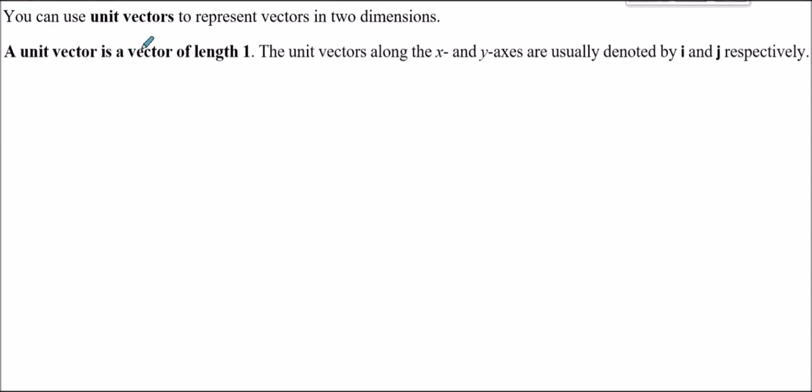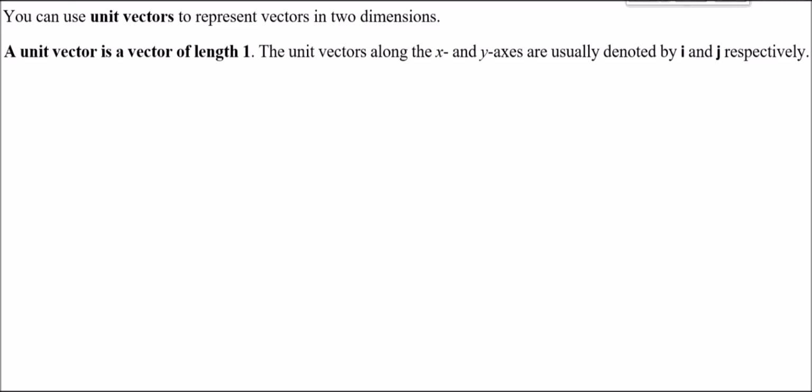Let's just go forward now and think about how we can use unit vectors to represent vectors in 2 dimensions. So a unit vector is a vector of length 1, no matter what direction it goes in. The main, elementary unit vectors go along the x-axis and y-axis. These are denoted by i, which is 1 unit in the positive x direction, and j, which is defined as 1 unit directly upwards, in other words, 1 unit in the positive y direction.